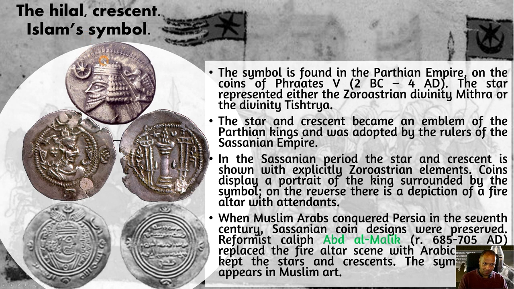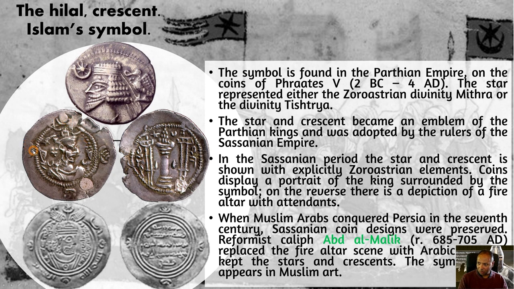The Hilal crescent is commonly found on all of these ancient pagan coins. So the symbol is found in the Parthian Empire. Parthia, this would be what we would call Iran today. On the coins of Phraates V from 2 BC to 4 AD, the star represented either the Zoroastrian divinity Mithra or the divinity Tishtria. The star and crescent became an emblem of the Parthian kings and was adopted by the rulers of the Sasanian Empire. In the Sasanian period, the star and crescent is shown with explicitly Zoroastrian elements. Coins display a portrait of the king surrounded by the symbol.